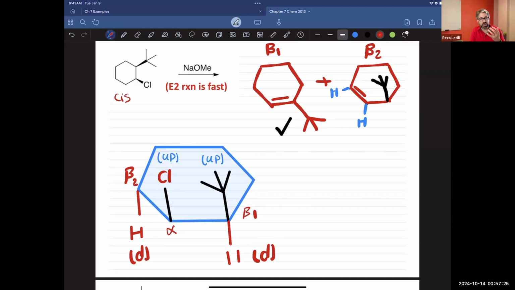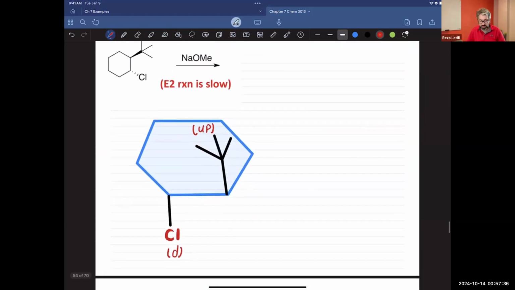In this molecule, it has two hydrogens that can be targeted, and I said beta 1 is more favored than beta 2. Okay, what if they are in a trans position? If they are in a trans position, we're going to have an issue. The only hydrogen that we can eliminate will be this hydrogen, because that hydrogen is pointing up, similar to tertiary butyl, and this one is in beta position. And this one is beta 1, beta 2 in this case.